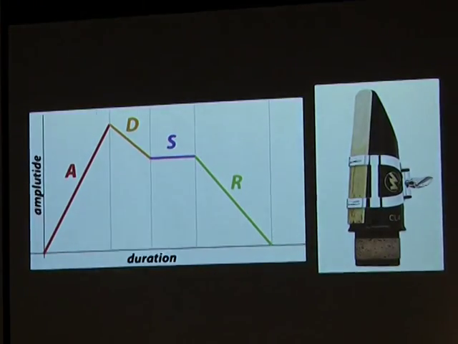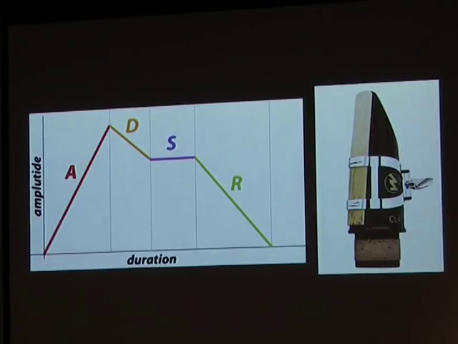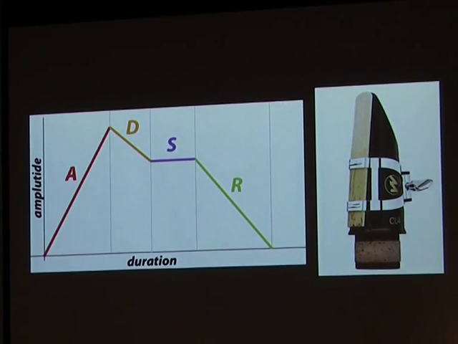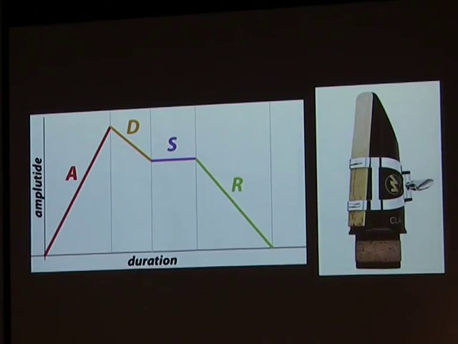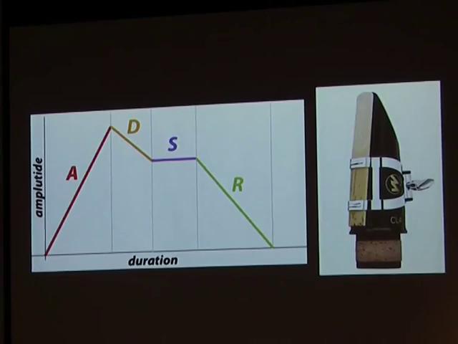Let's actually look at an example of how these ADSR envelopes work by looking at the way a clarinet actually produces a sound in the real world. So that picture on the right there is a clarinet mouthpiece with a wooden reed attached. What happens when a clarinetist gets their clarinet out and starts blowing across that reed is that the reed starts vibrating, which produces a sound that sounds something like this.